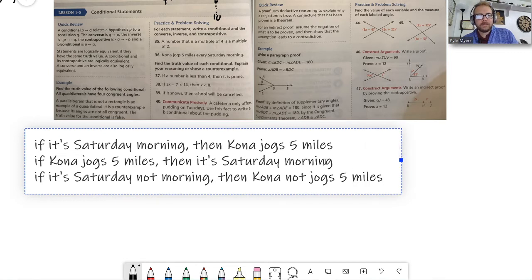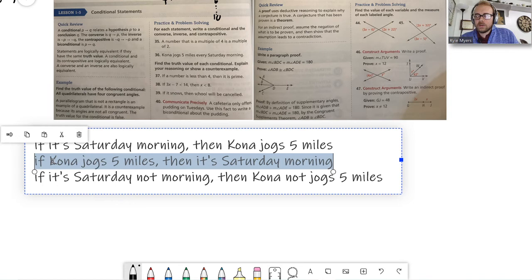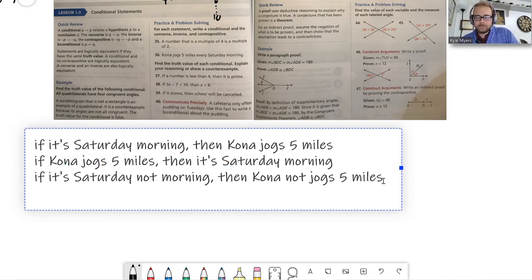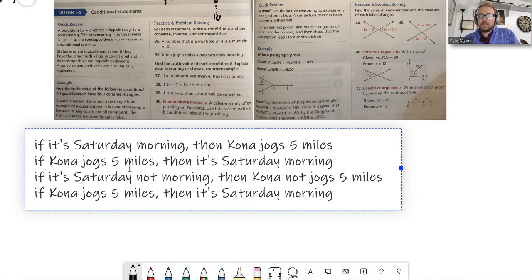Sorry, not sorry. But really though, you just want to be careful when you're writing these things out. Double, triple check, all that good stuff. The conditional statement is the first line, the second line is the converse, the third line is the inverse, and we're about to write the contrapositive.